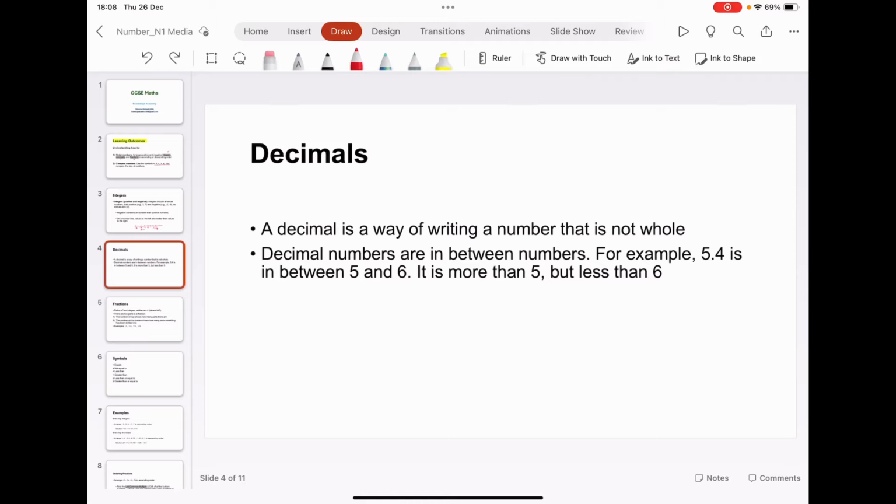And what are decimals? A decimal is a way of writing a number that is not whole. Decimal numbers are in between numbers. For example, 5.4 is a number between 5 and 6. So it's more than 5. 5.4 is more than 5 and less than 6.